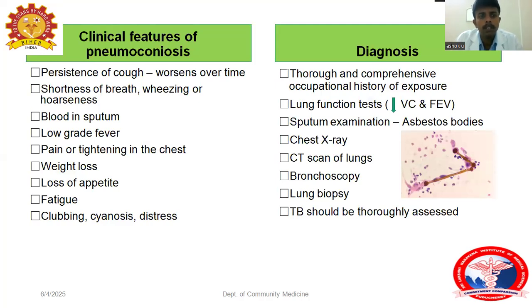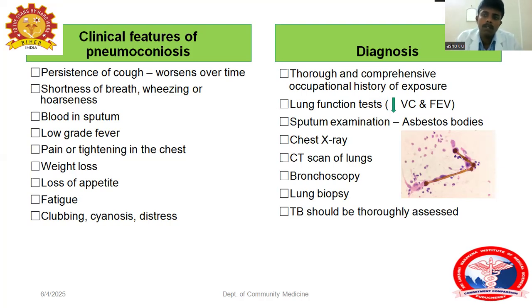So, the clinical features of pneumoconiosis. This is important. Pneumoconiosis is characterized by persistence of cough which worsens over time. There is shortness of breath, wheezing, and hoarseness of voice. There can be blood in the sputum, low grade fever, pain or tightening in the chest, and weight loss. There can be loss of appetite and fatigue, then clubbing, cyanosis, and distress.